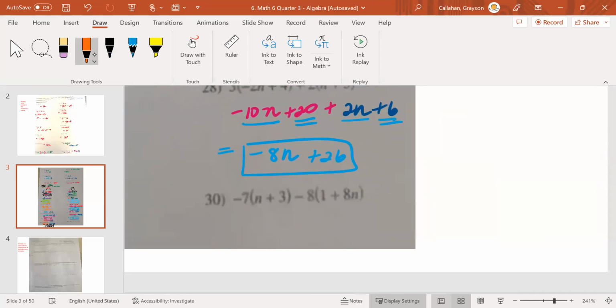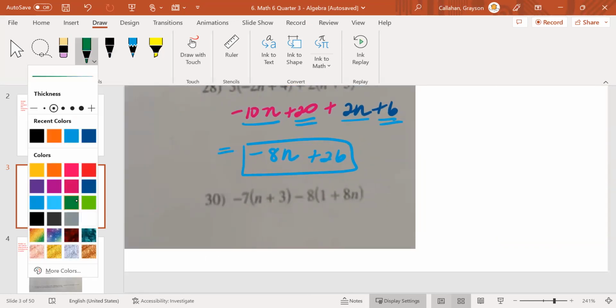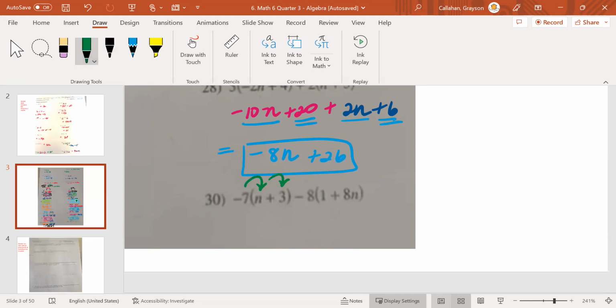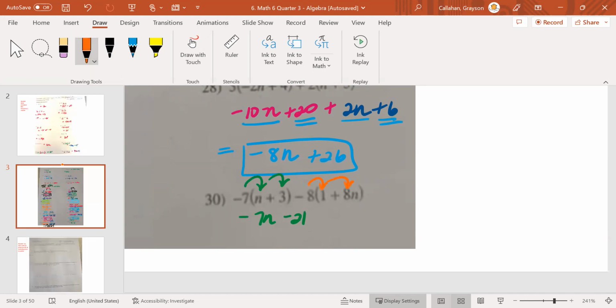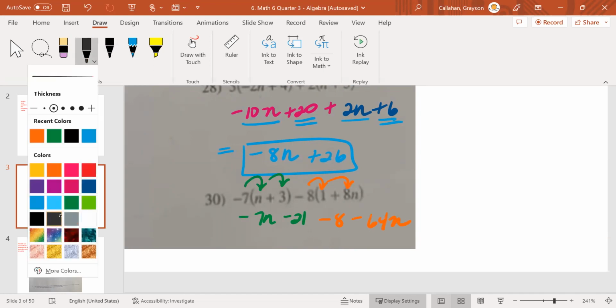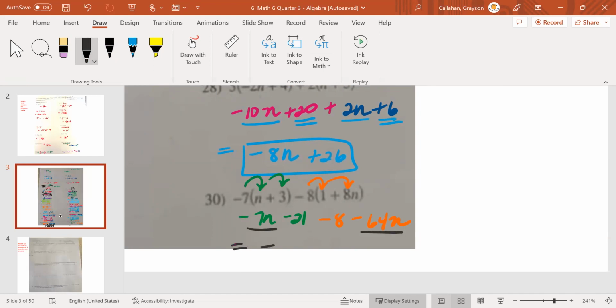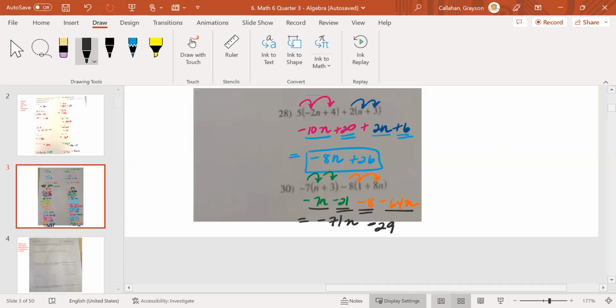Last one, number 30. First thing we're going to do is we're going to distribute that negative 7. So you have negative 7n minus 21. We're also going to distribute the negative 8, which will give you a negative 8 minus 64n. And then we're going to go ahead and combine your like terms, which is negative 71n and then negative 29.